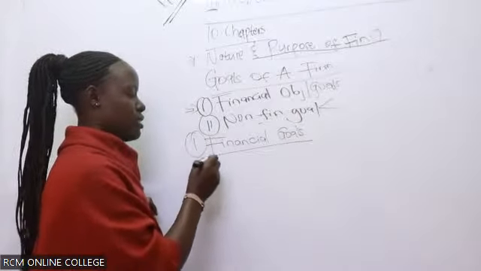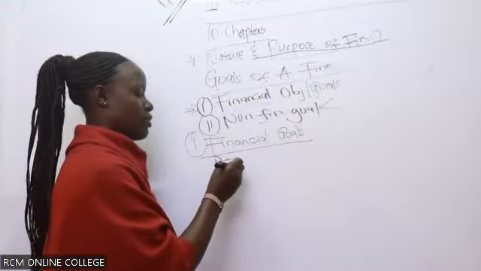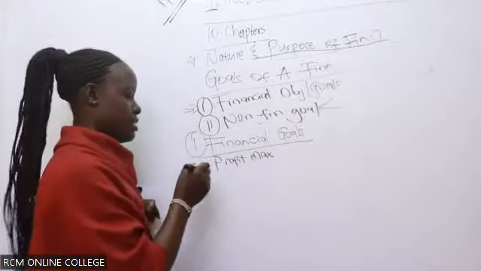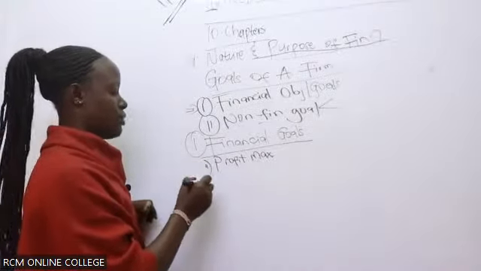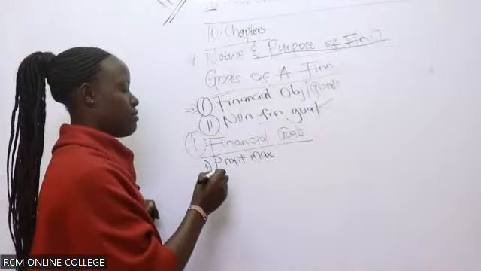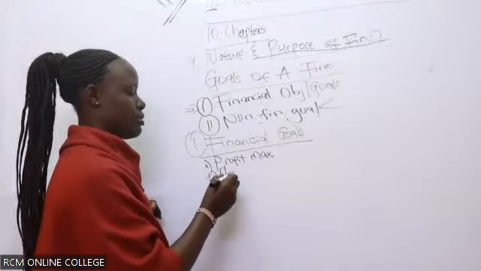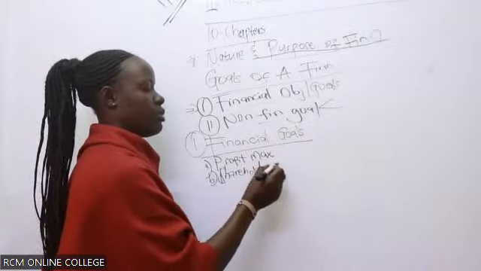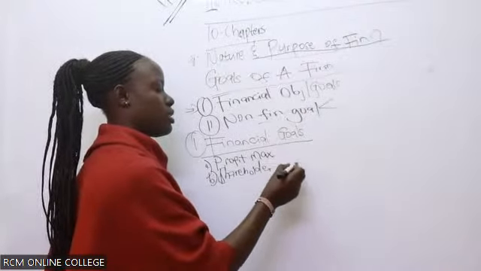We have the profit maximization. Profit maximization is the first financial goal of a firm. And we also have the shareholder wealth maximization.